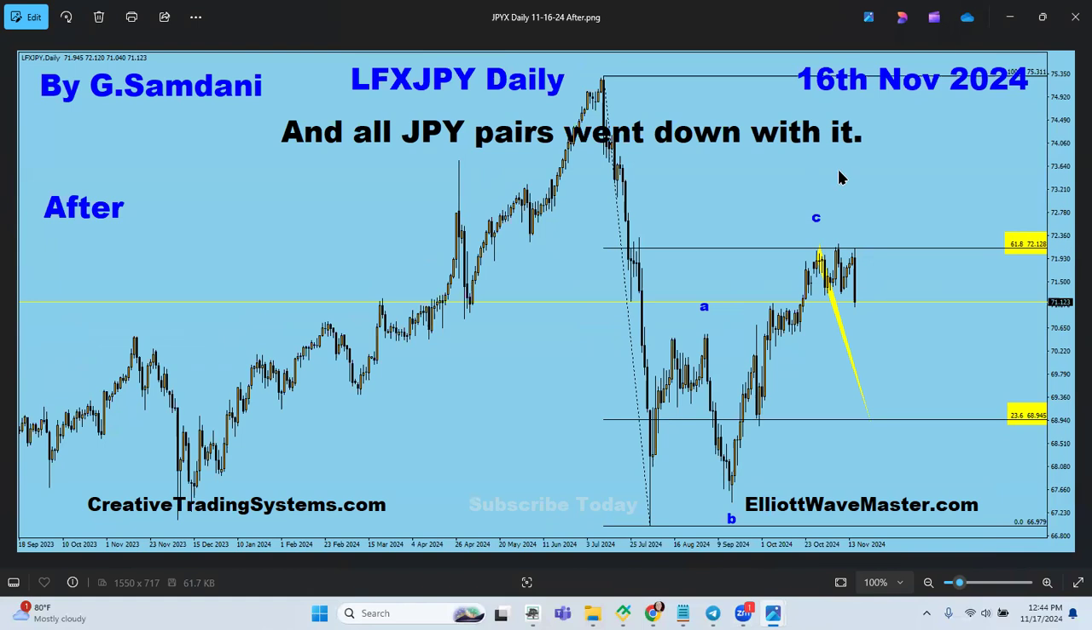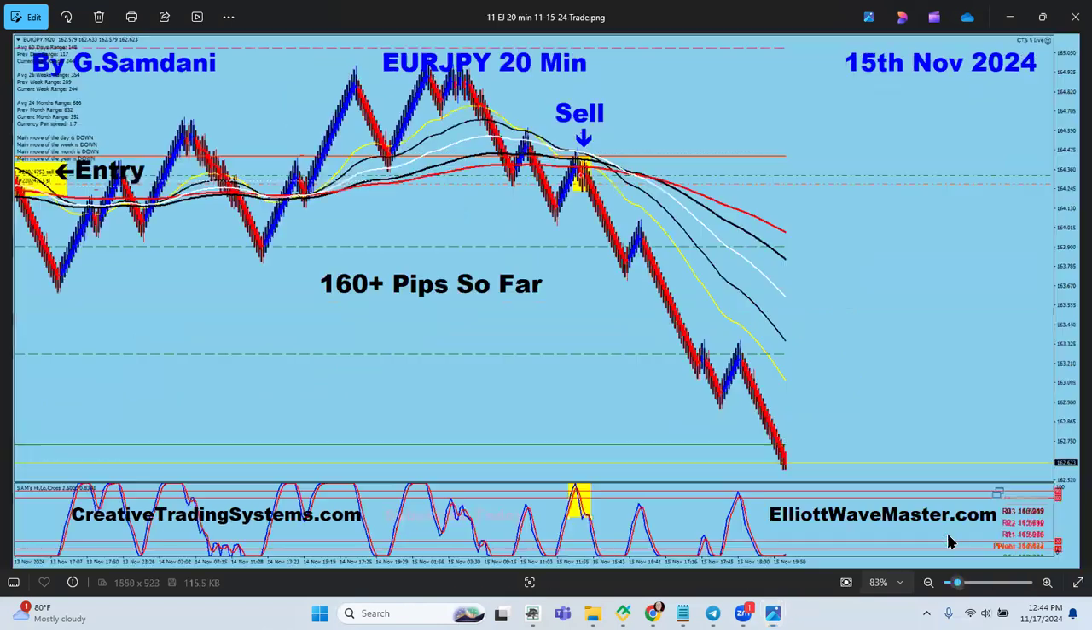But I had four pairs out of seven. Four of them gave me nice entries, and I took the trades. So let me show you how the trades went. Coming down, Euro Yen on November 15th. This was the entry. Sell orders right there, and I said move to break even, plus 160 pip drop.